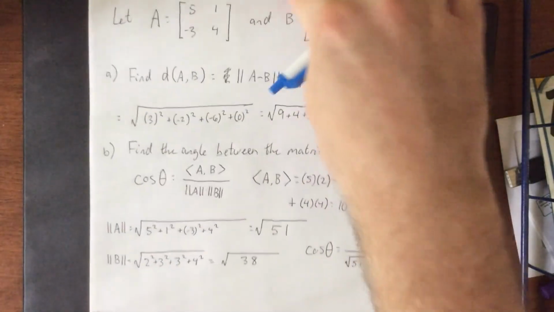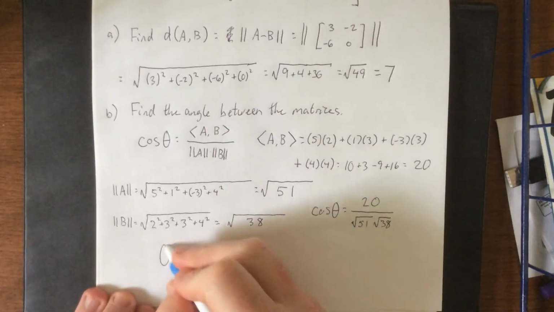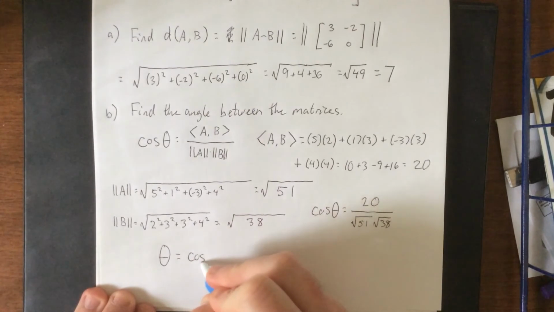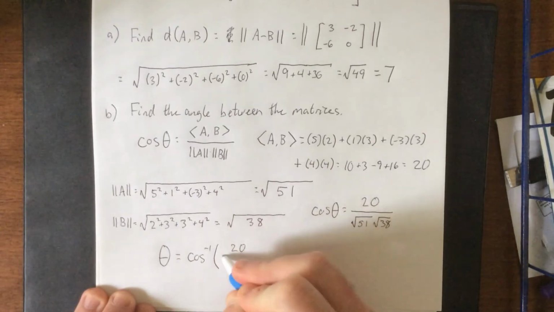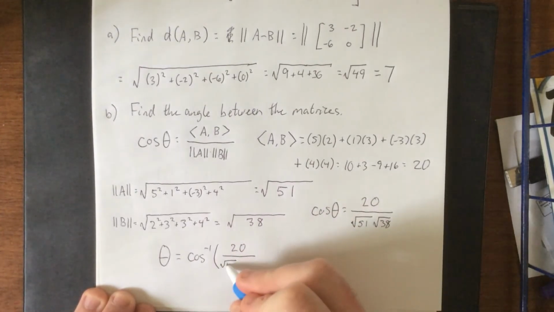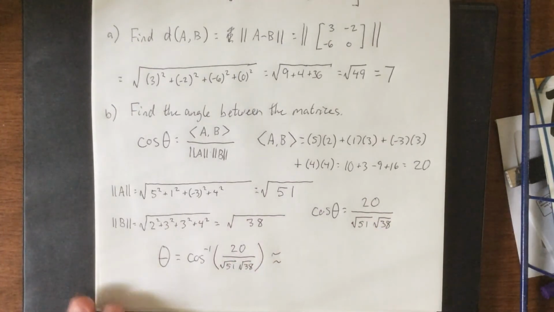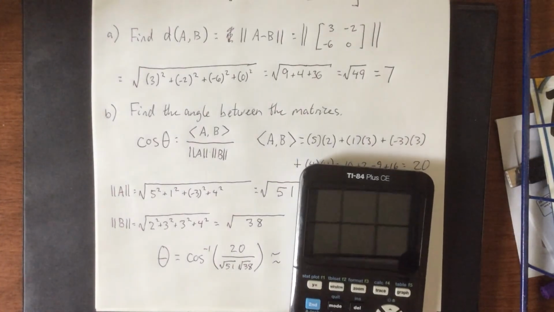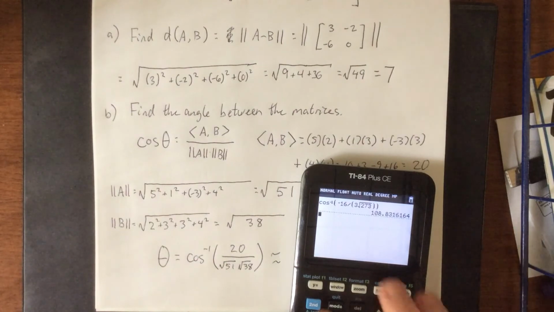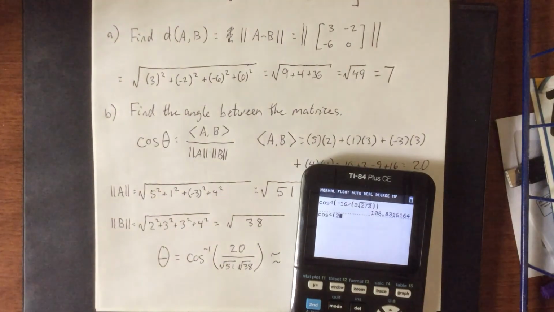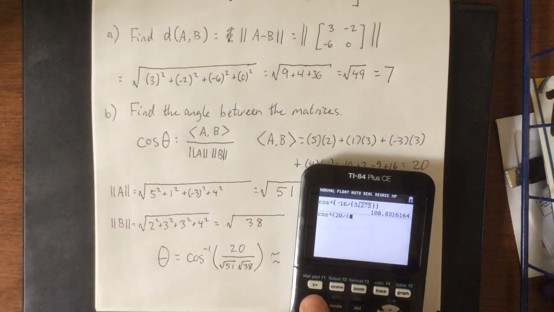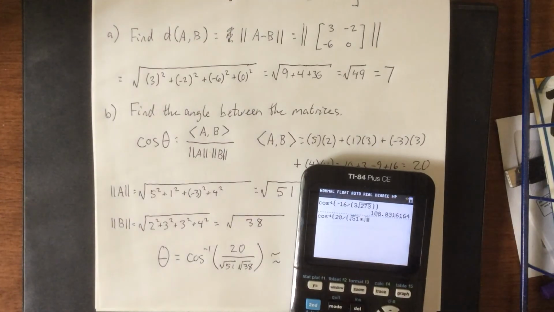So as far as figuring out a final answer for this one, if we wanted to approximate this, theta is equal to the arc cosine of 20 divided by the square root of 35 times the square root of 38. I can tell you it's going to be an acute angle, but that's about all I can tell you at this point. So heading into the calculator, we'll ask for the arc cosine of 20 divided by, extra set of parentheses, square root of 35 times the square root of 38.